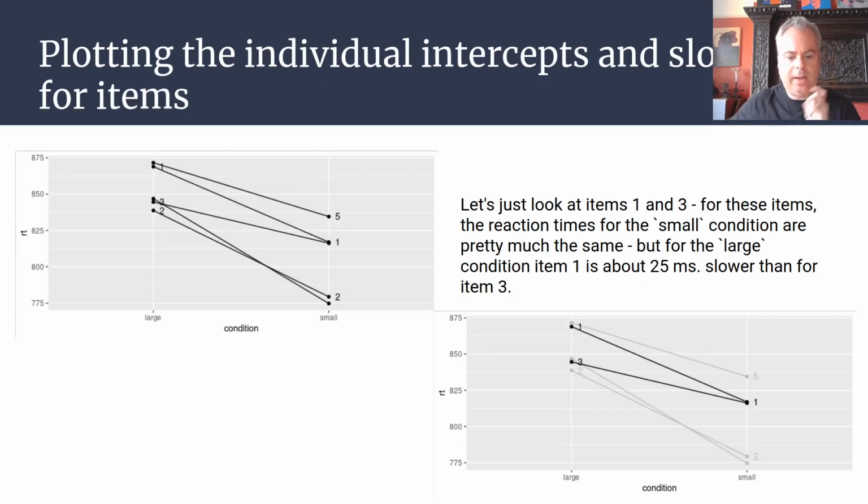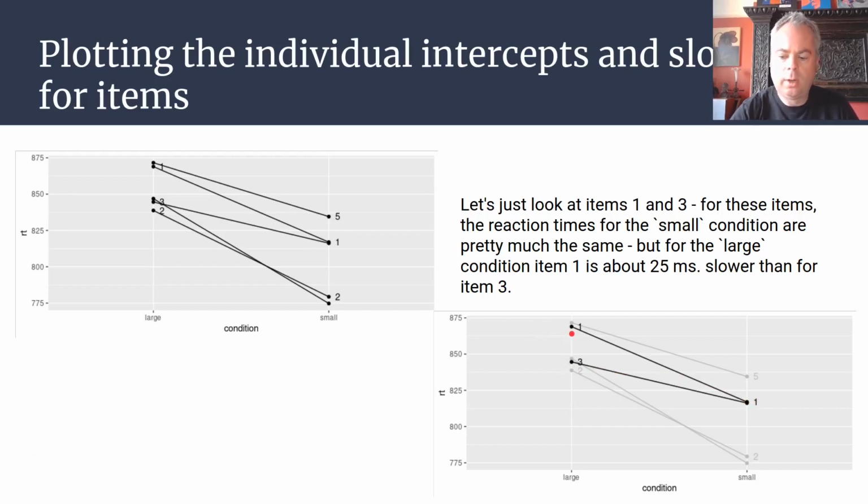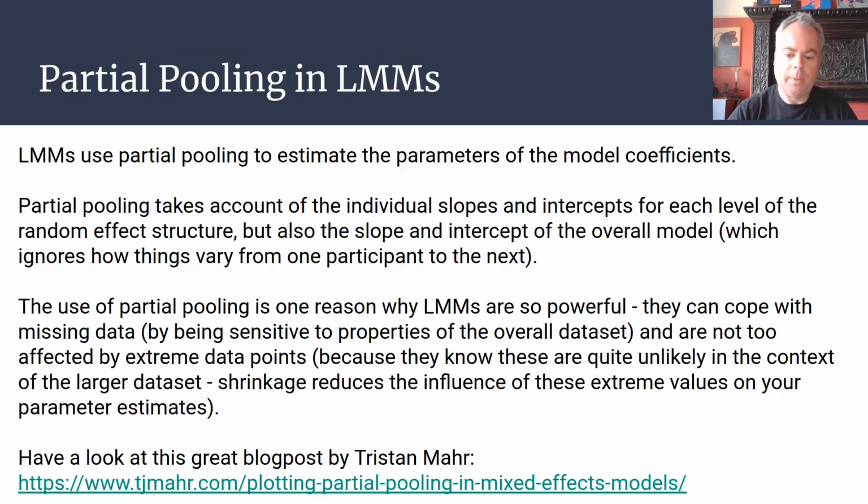So again, we can see over here on the left, all items are showing the effect, but for some items, the magnitude of the effect is greater than for other items. And we can look at items 1 and 3 here. For the small condition, items 1 and 3 are roughly the same. But for the large condition, item 1 is about 25 milliseconds slower than item 3. So we can see there's variability in our experimental items that we've now been able to model as well.